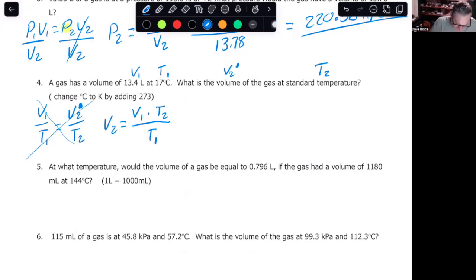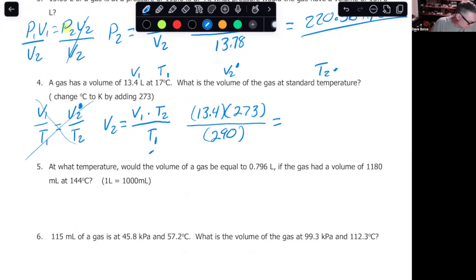Okay. So let's go ahead and put these into here. That's going to be 13.4 times T2, which is over here. And T2 is standard temperature, which is 0 degrees Celsius, but we don't use Celsius, we use Kelvin. So 273 divided by T1, and my T1 is 17 degrees Celsius. I'm going to have to add 273 to that one, and that's going to get me to 290. Okay. Now, very, very important that you are paying attention to the order that you put these in.